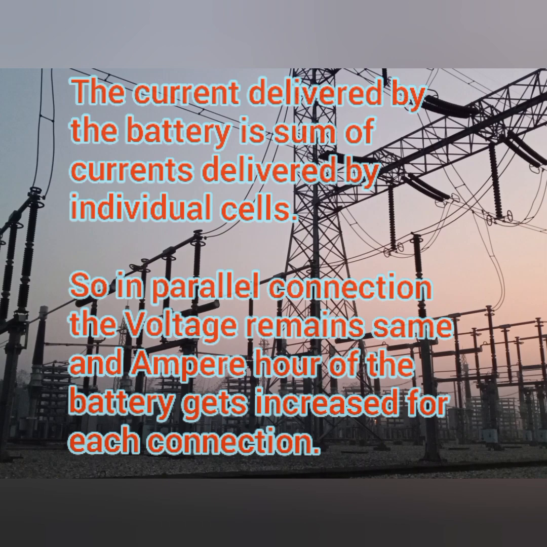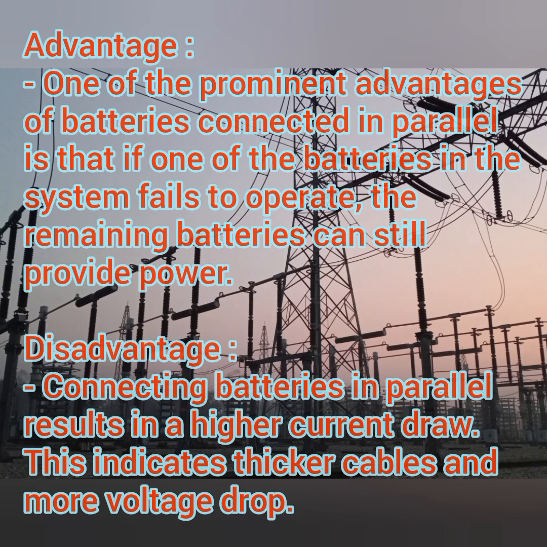Let's say the current delivered by the battery is the sum of the currents delivered by the individual cells. So here the battery voltage will be constant and the current will get increased, which means the ampere hour will get increased. So in a parallel connection, the voltage remains the same and the ampere hour of the battery will get increased for each connection.